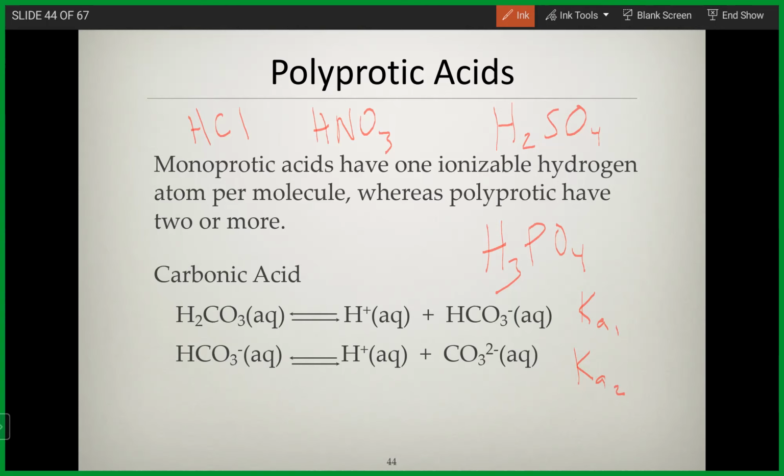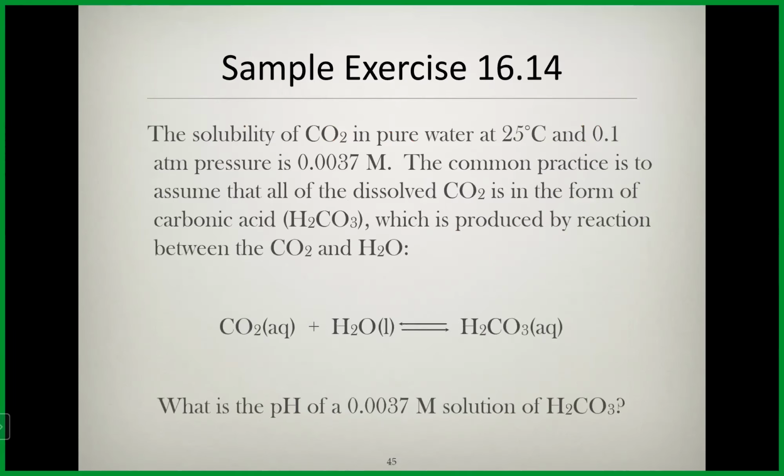And what we're going to see with most of these polyprotic acids is that the first dissociation constant is going to be much greater than the latter ones. And that's going to be kind of the most important dissociation, I guess. But we'll see an example of that, I think, right here.